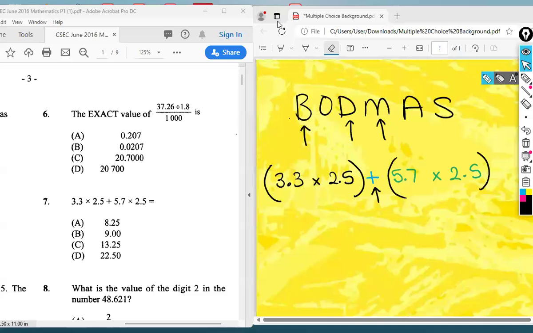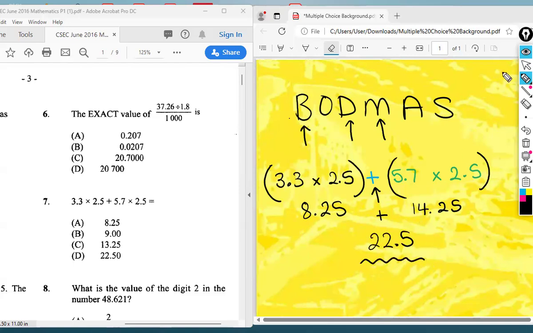Correct now. So when you multiply 3.3 by 2.5, right? I'm cheating a little bit, I'm using my calculator. I know most of you are too. Just remember, in the exam, you have to give up your calculators for the multiple choice. When you multiply the two greens, it's 14.25. So let's add it now. I'm getting 22.5. That would be which one? D. That's the correct answer.